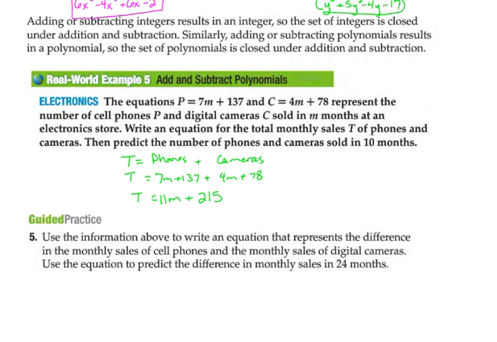Okay, then we're supposed to predict the number of phones and cameras sold in 10 months. So we're pretty good at that. We're going to plug that 10 in for our months, add 215, and we end up with 325. So total monthly sales in 10 months is 325. Cell phones and digital cameras together. Phones and cameras.